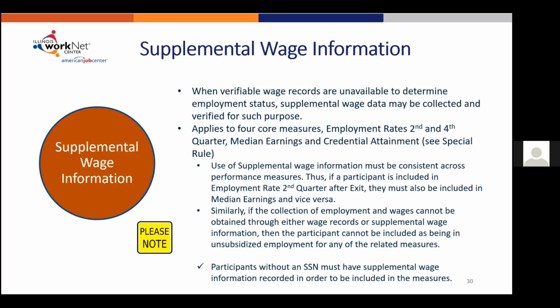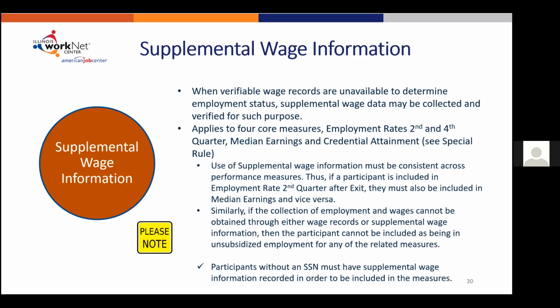And then similarly, if the collection of their employment and wages can't be obtained through a direct wage match, UI wages, or supplemental wage information, then that participant or exiter cannot be included as being in unsubsidized employment for any of the related measures. So I just want to point out here, because I know that I used to get confused about this: unsubsidized employment counts. Supplemental employment is not unsubsidized employment. It's just supplemental employment where we're not getting the wage upload.